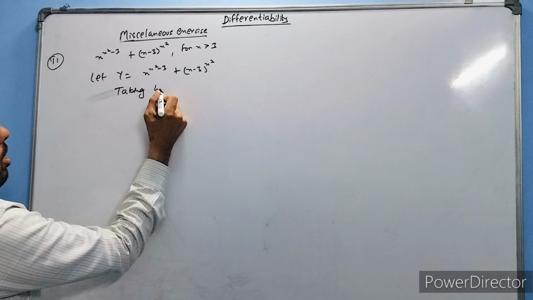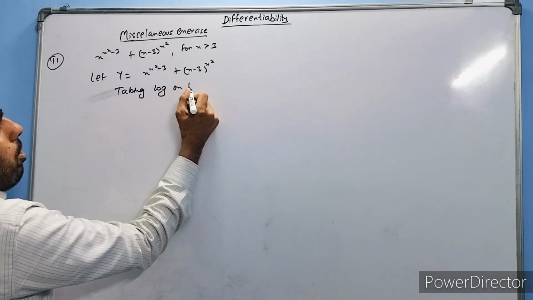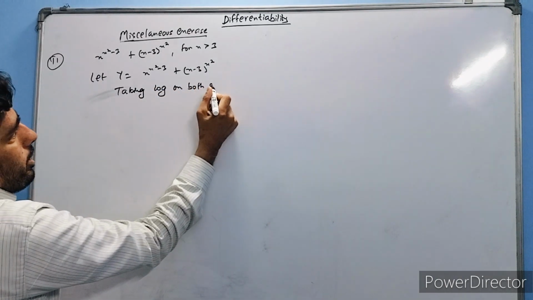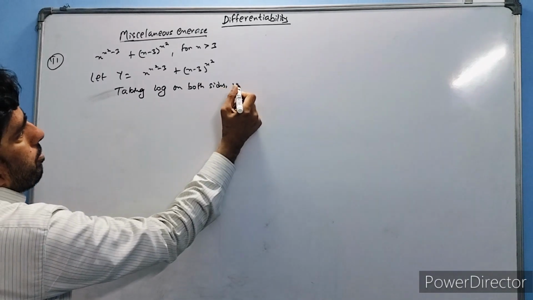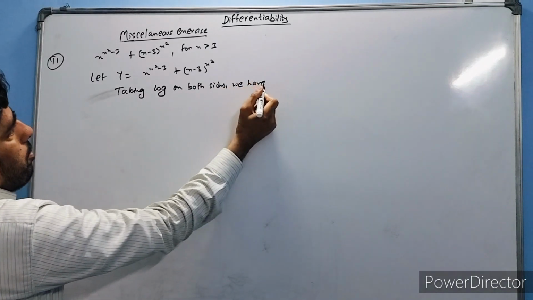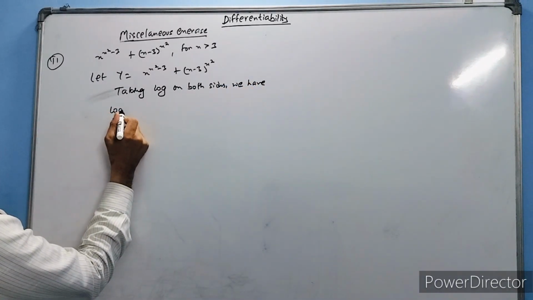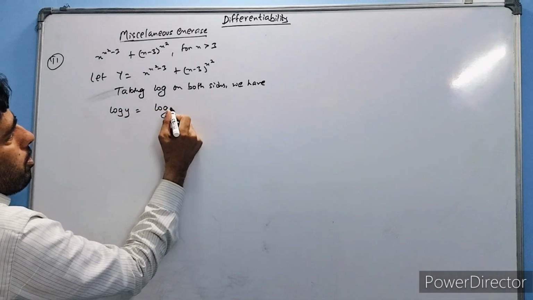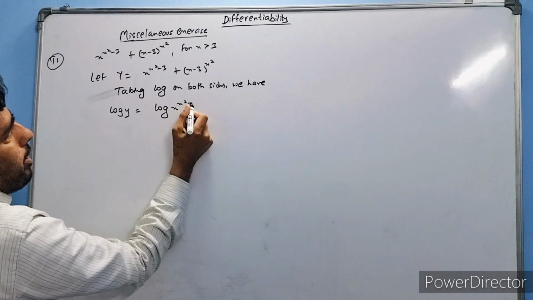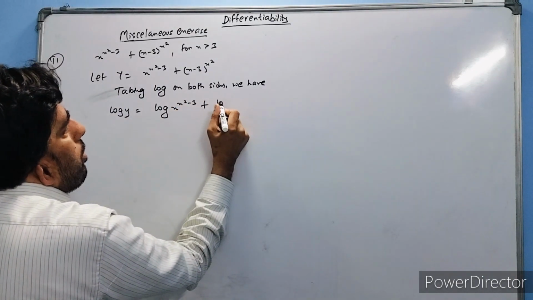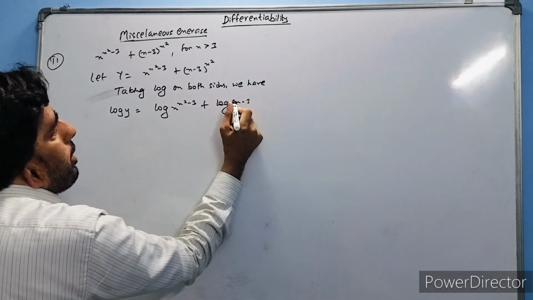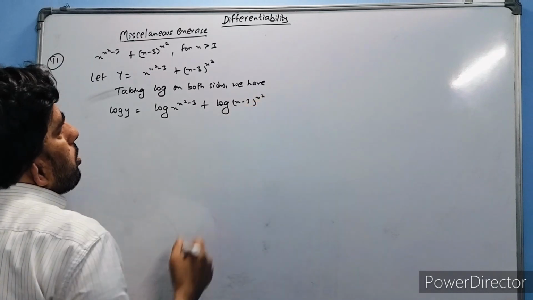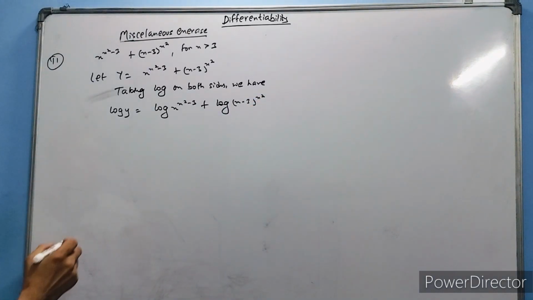Taking log on both sides, we have log of y is equal to log of x square minus 3 plus log of x minus 3 x square. Okay, so now we'll try to differentiate.